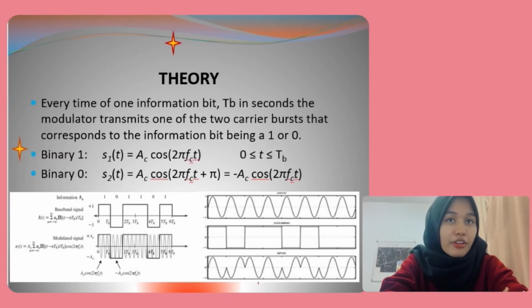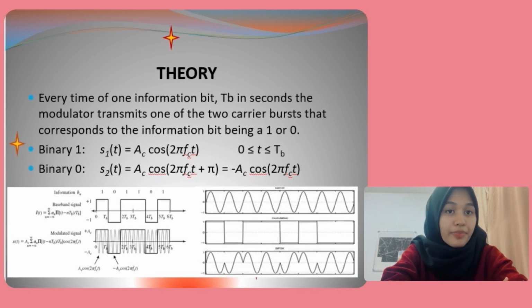This is the block diagram of the BPSK modulator. For a zero binary input, the phase will be 0 degrees, and for a high input, the phase reversal is 180 degrees. Next, every information bit time, TB in seconds, the modulator transmits one of the two carrier bursts that corresponds to the information bit being a 1 or 0. For binary 1, the formula is Ac cos 2 pi fc t, and for binary 0 it is Ac cos (2 pi fc t plus pi), which equals negative Ac cos 2 pi fc t.